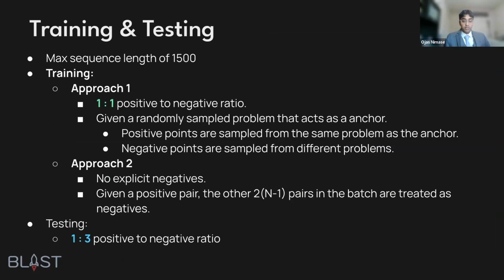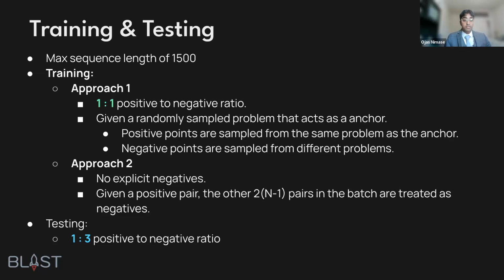For the training and testing process, a maximum sequence length of 1500 is utilized, meaning we remove all data points with lengths greater than 1500. In the training process for approach 1, we use a 1-to-1 positive sample to negative sample ratio. Given a randomly selected problem that acts as an anchor, the positive samples are randomly taken from the same row of our dataset, which are correct answers to the anchor coding problem. On the other hand, the negative samples are randomly taken from different rows, which contain correct answers to different coding problems.